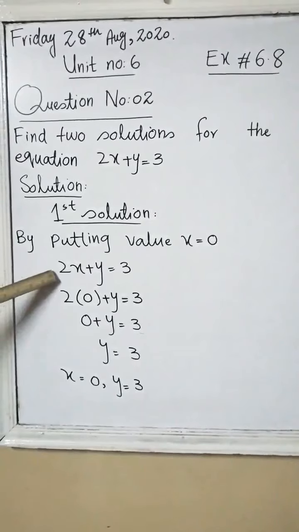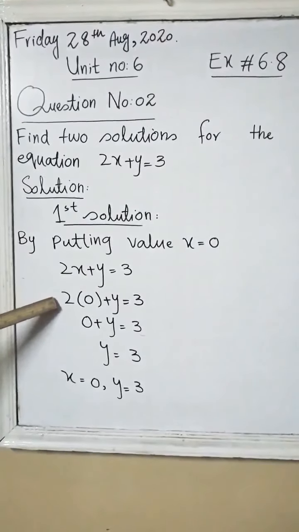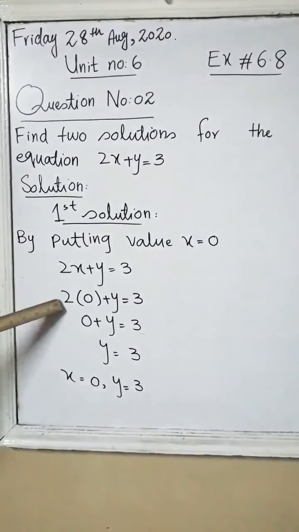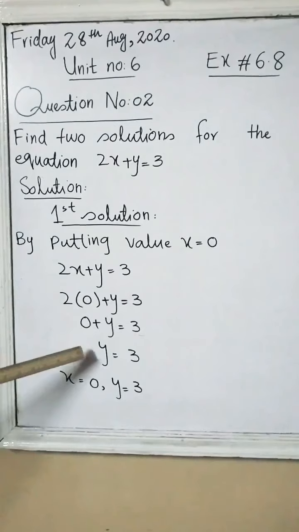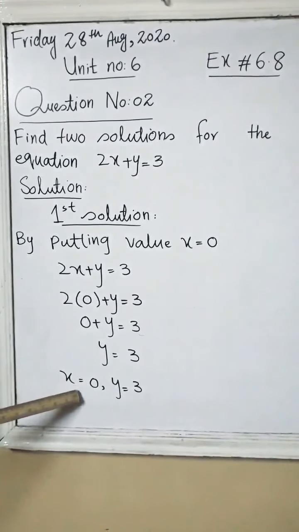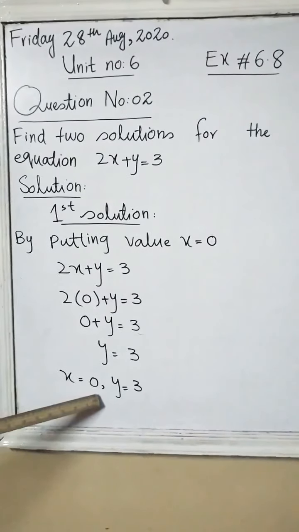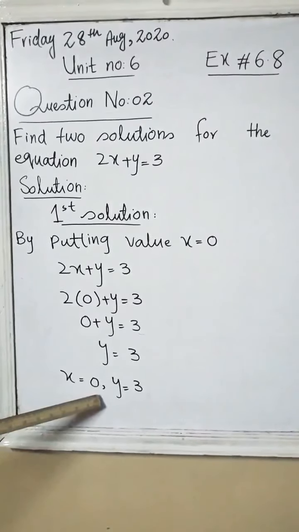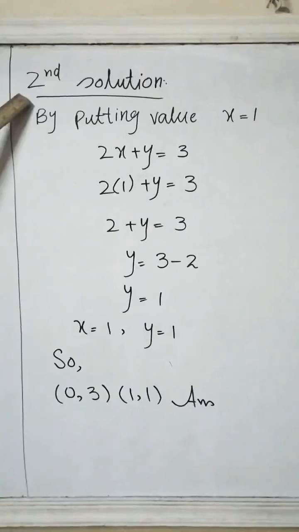2x plus y is equal to 3 is our given equation. So in the place of x we will write 0. 2 into 0 plus y is equal to 3. When we multiply 2 into 0 we get 0 plus y is equal to 3. As you can see, students, on the other hand 0 will subtract from 3 but it has no effect, so y is equal to 3.